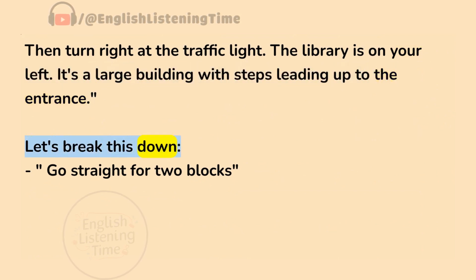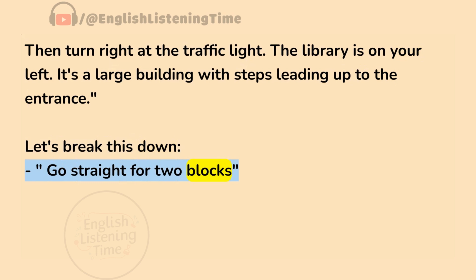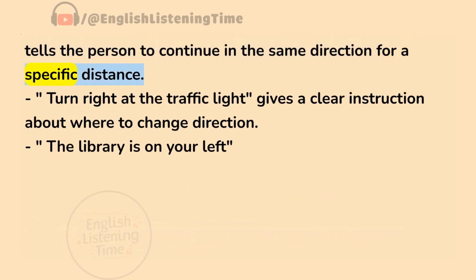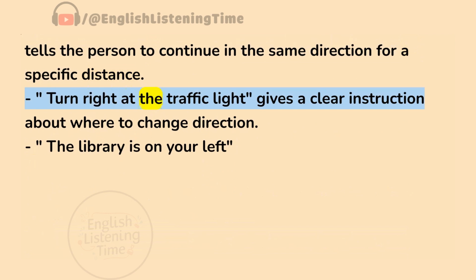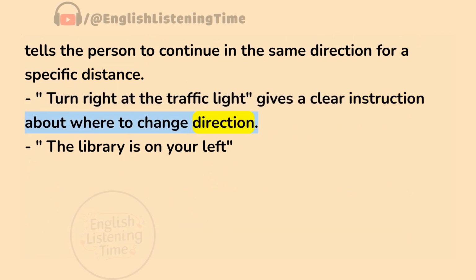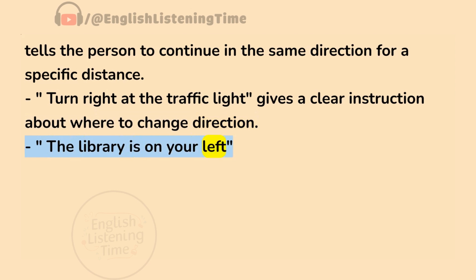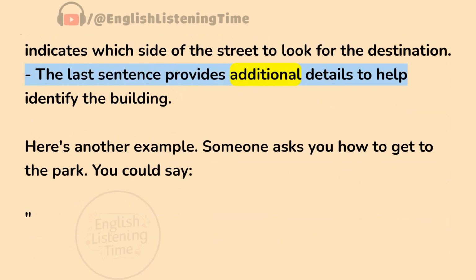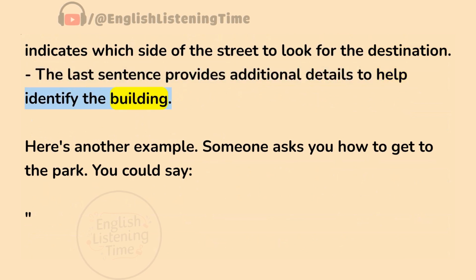Let's break this down. Go straight for 2 blocks. Tells the person to continue in the same direction for a specific distance. Turn right at the traffic light. Gives a clear instruction about where to change direction. The library is on your left. Indicates which side of the street to look for the destination. The last sentence provides additional details to help identify the building.